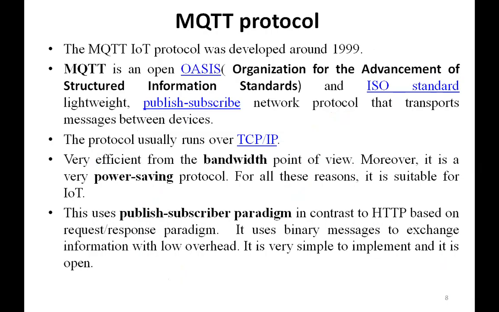MQTT originated in 1999, and it is an OASIS and ISO standard lightweight publish-subscribe network protocol. It usually runs over TCP/IP, so whatever security TCP/IP provides is also available with MQTT. So it is very secure and very efficient from the bandwidth point of view.